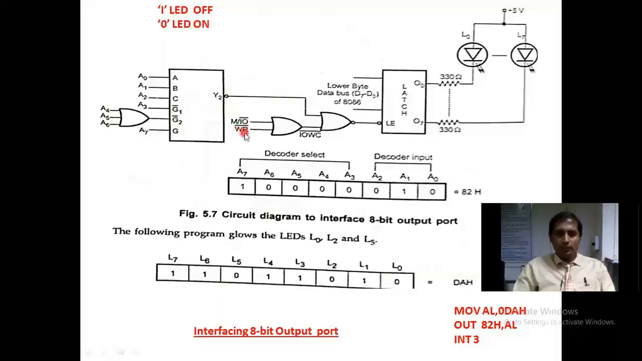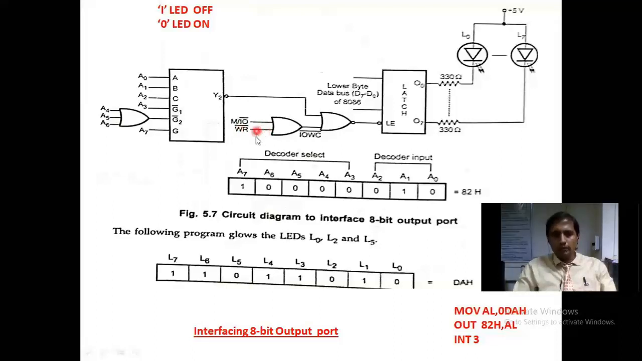Here, write bar means the processor is writing data to another device. That's why write bar appeared. M by IO bar: for an IO operation, IO bar must be activating. For that, M by IO bar should be 0, then only we are selecting IO bar. So this is 0. For activating write bar, also 0. Then only write bar is activating.